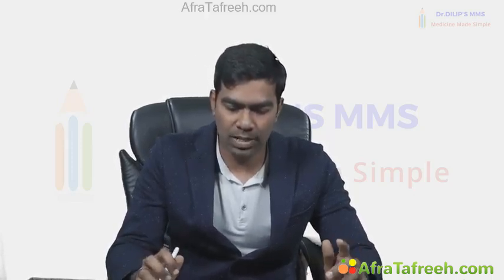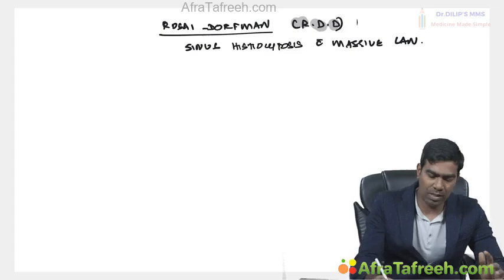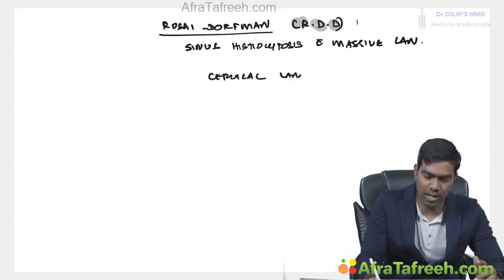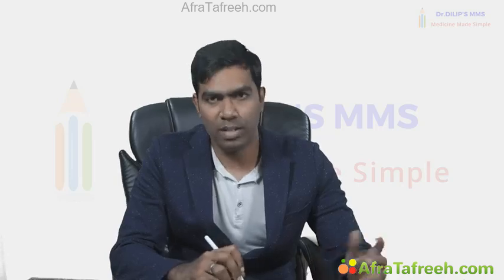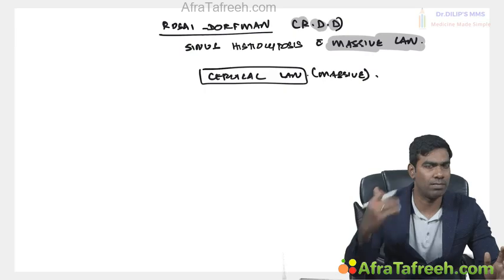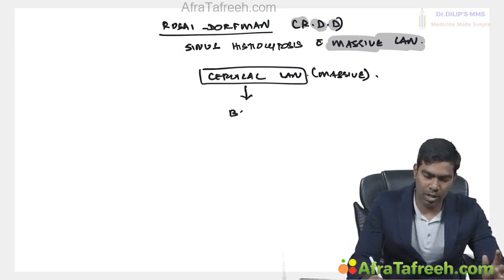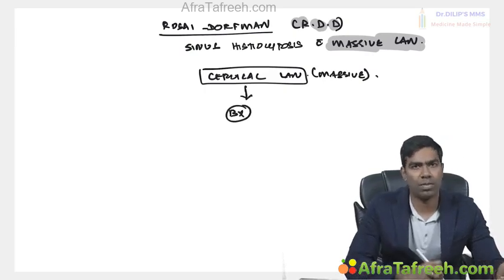So with Rosai-Dorfman disease, if you ask me how the patient will present, the patient will typically present with massive cervical lymphadenopathy. This is the usual area where the patient will have lymphadenopathy, and these cervical lymphadenopathies often tend to be massive. That's why it's called sinus histiocytosis with massive lymphadenopathy. Obviously, you cannot diagnose based on other things. You have to take a biopsy of this lymph node. The biopsy is going to be the diagnostic key.